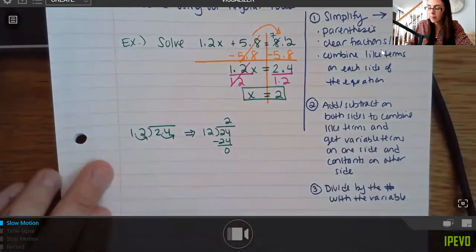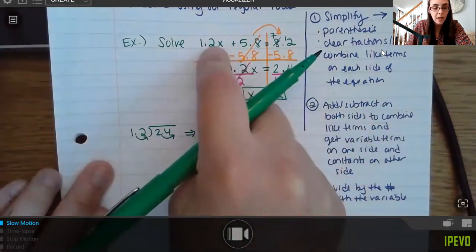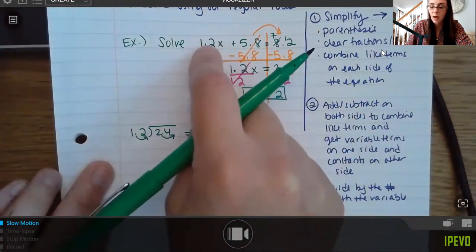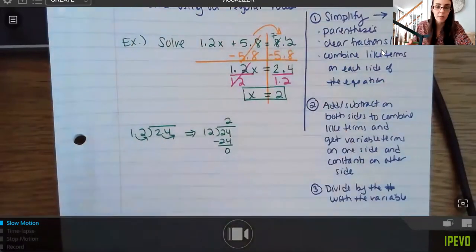Now your fourth step, I'm not going to write it in, but you always can check, right? So if I plug 2 back into the problem here, I multiply by 1.2, I add to 5.8, I should get 8.2 on the other side. You should get a true statement.